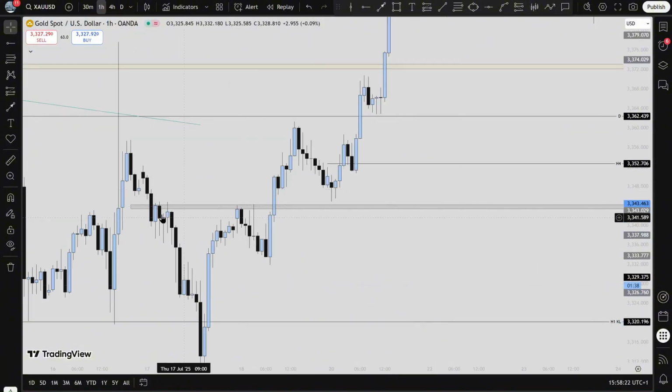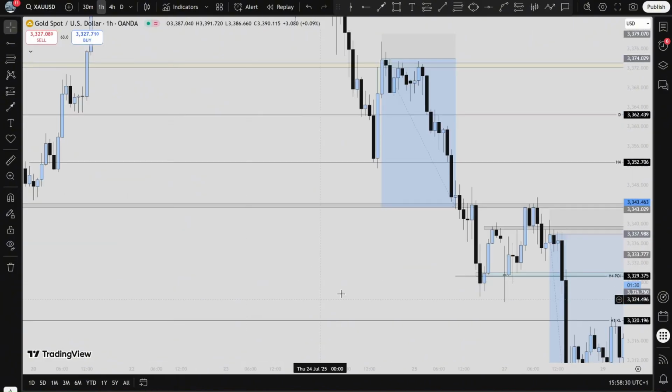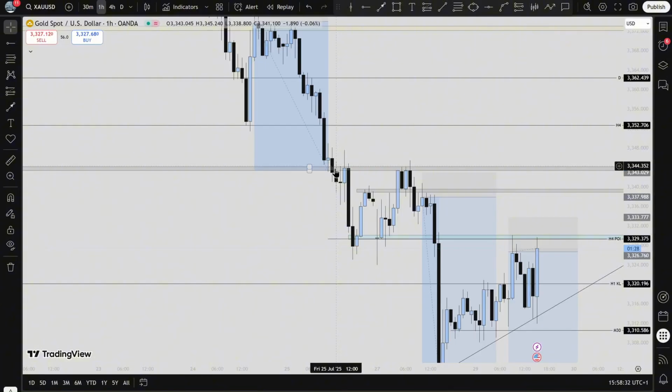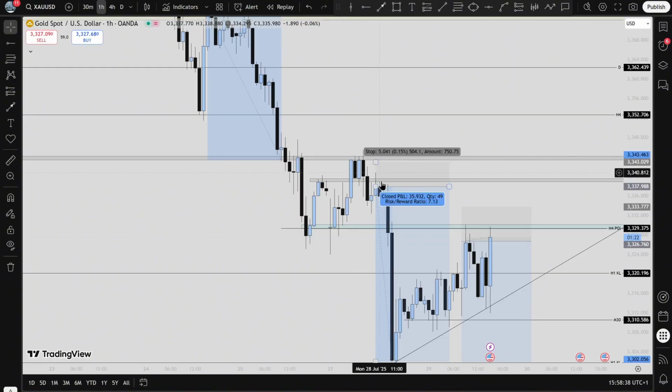Right now, as you can see, we have a resistance zone here. Whenever price is on a bearish move, we look for selling opportunities only. Now price broke this key level and pushed back to retest. We missed this trade. Price pushed back to retest this key level again, but we couldn't take the trade because there was no candlestick wick rejection for us.